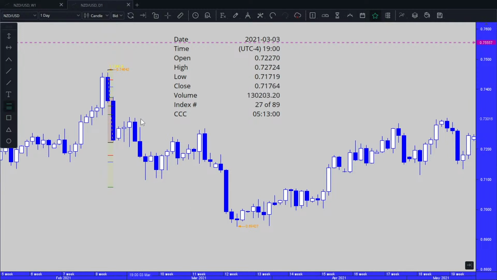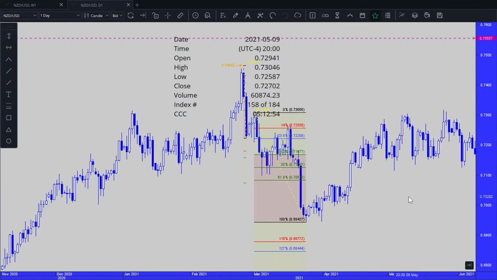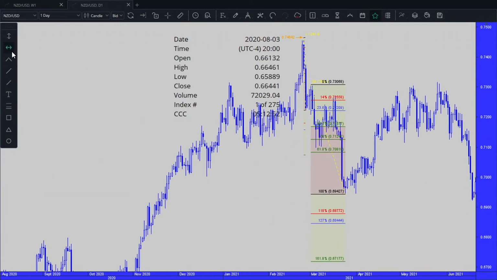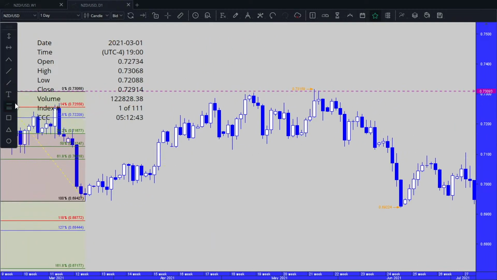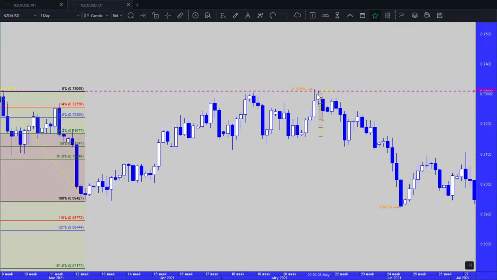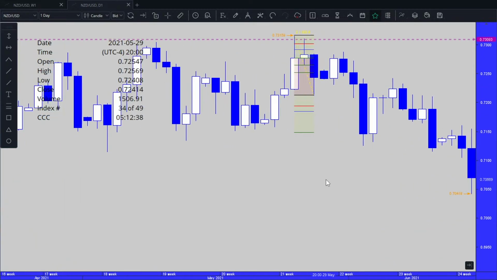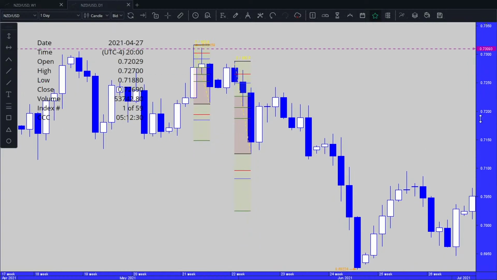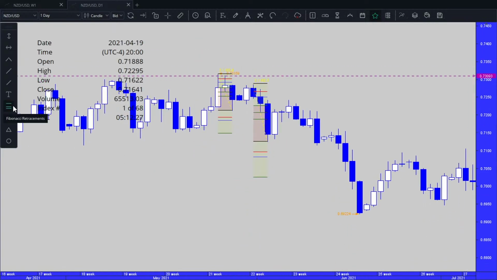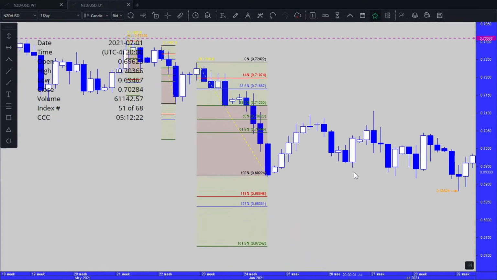Next Fibonacci sequence. Green goes to green from here to here. And did the market stop us out? Yes, it did. So we need to do it all over again. High to low, A to B. Zoom in the chart, A, B, C, D. Green goes to green. That's the second Fibonacci sequence on the daily chart, NZD USD. Green goes to green one more time. That's the third sequence.